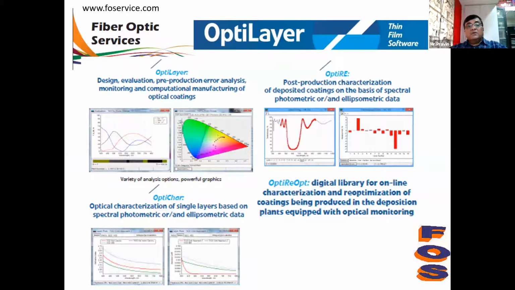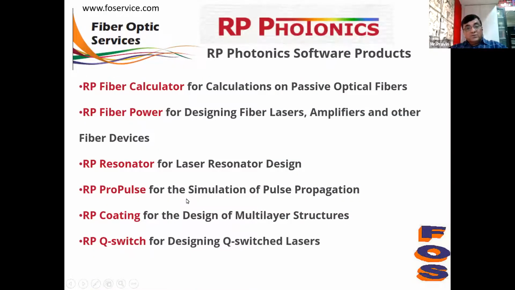Another tool which we are dealing with is from another company called OptiLayer GmbH from Germany. This is mainly to design the thin film, which consists of 3 tools like OptiLayer, OptiRay, and OptiChar. We also deal with the RP Photonics software tools, various tools like fiber power, fiber calculator, Resonator. These are mainly for designing the fiber and traditional lasers and amplifiers.